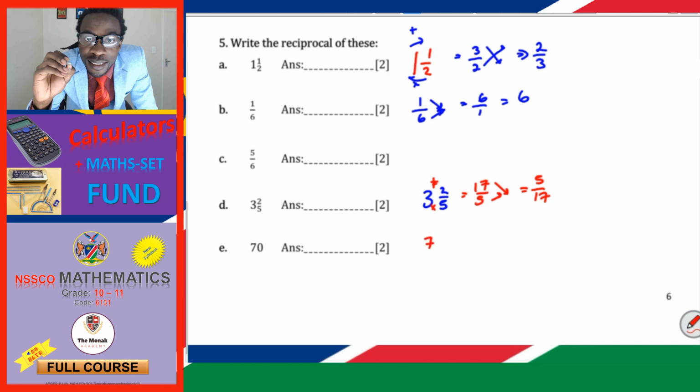Alright, what about 70? For a number which is simple like this, we simply add a 1 on top. So it becomes 1 over 70. That's how we find the reciprocals of all of these numbers. So bonus, 5 over 6, this one comes there, this one goes there. So it will be 6 over 5. Very simple, getting the reciprocal.